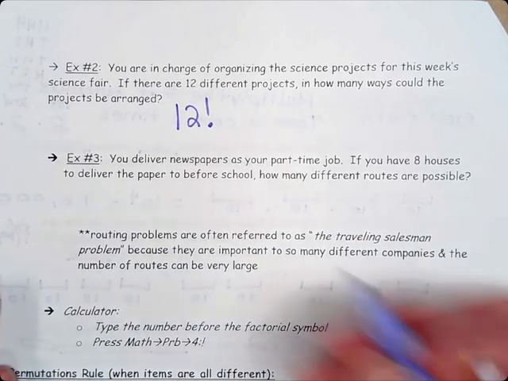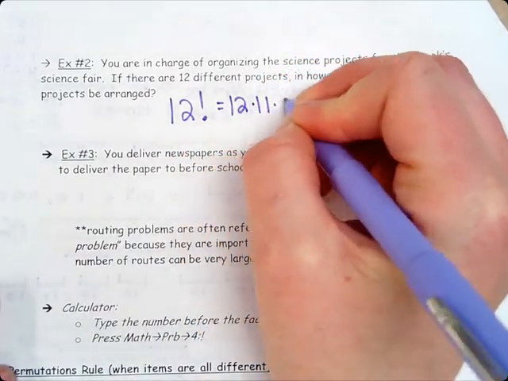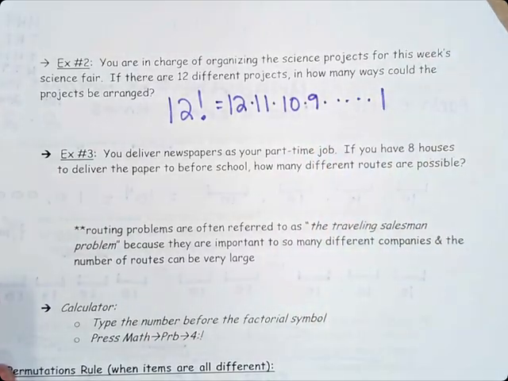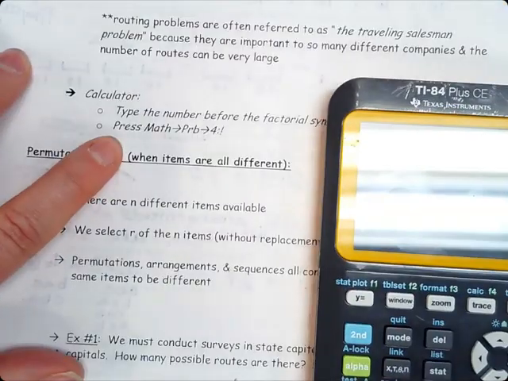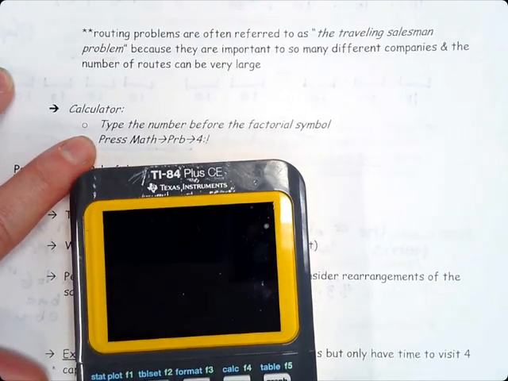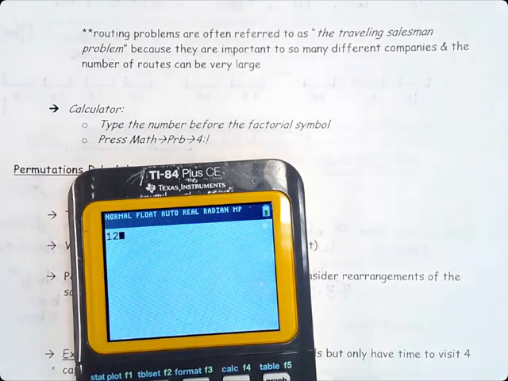Do y'all want to keep on doing 12 times and so on? Or do y'all want to know the shortcut for the calculator? Times 1. So it's down here. You type the number in first. So I'm going to put in 12. And then hit math. And then over to probability. And then your factorial.